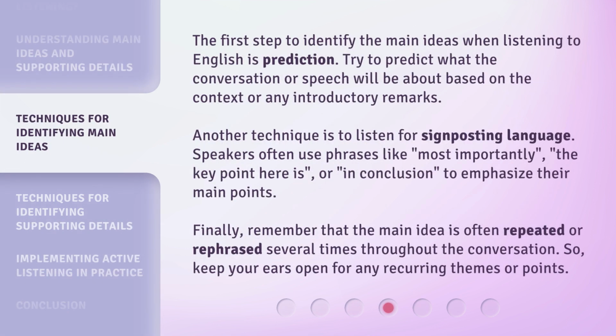The first step to identify the main ideas when listening to English is prediction. Try to predict what the conversation or speech will be about based on the context or any introductory remarks. Another technique is to listen for signposting language. Speakers often use phrases like, "Most importantly," "the key point here is," or "in conclusion," to emphasize their main points. Finally, remember that the main idea is often repeated or rephrased several times throughout the conversation. So, keep your ears open for any recurring themes or points.